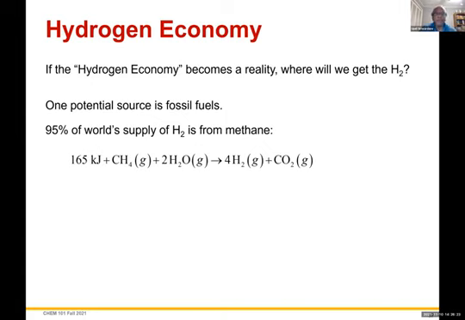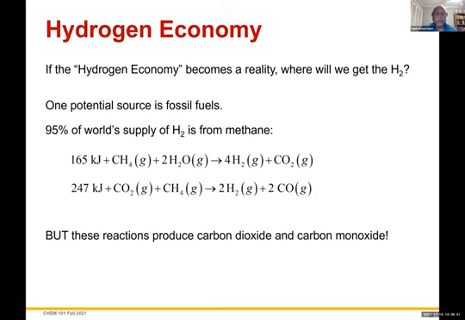That's a no-no. Energy-wise, it also produces carbon monoxide or carbon dioxide, from incomplete combustion and complete combustion. These reactions produce carbon dioxide and carbon monoxide. Therefore, as far as bringing down global warming and climate change, this is not a good idea.